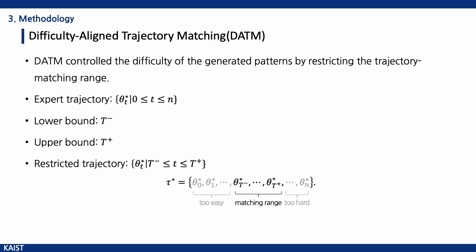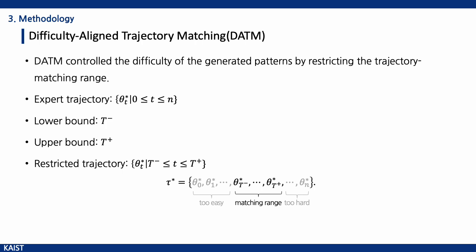The difficulty-aligned trajectory matching method adjusts the difficulty of the generated patterns by restricting the range of trajectory matching. The process works as follows. The expert trajectory is represented as theta t star, where t is from 0 to n, covering the entire training range. A lower bound t- and an upper bound t+ are defined to control the trajectory segment used for matching. The full expert trajectory is divided into three regions.